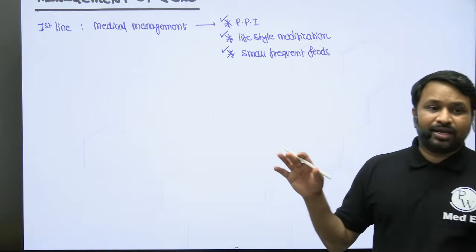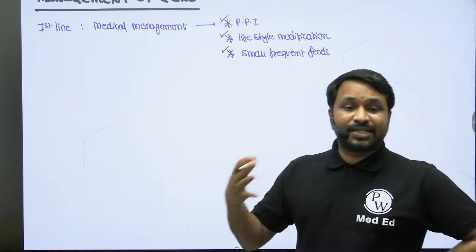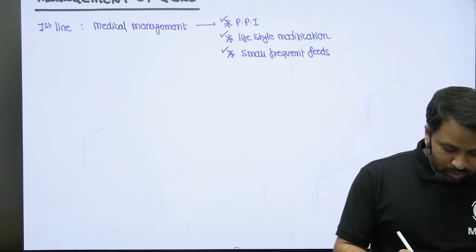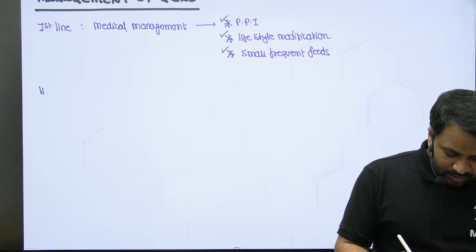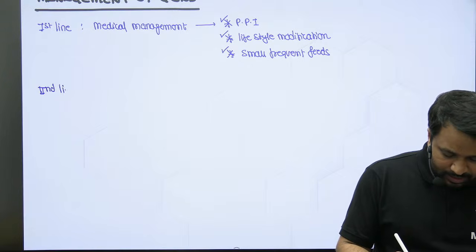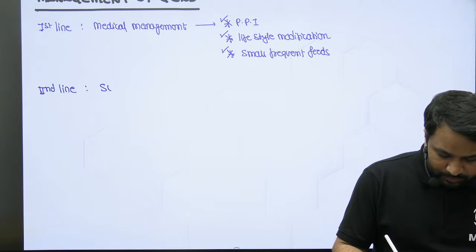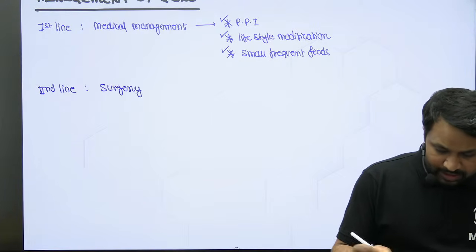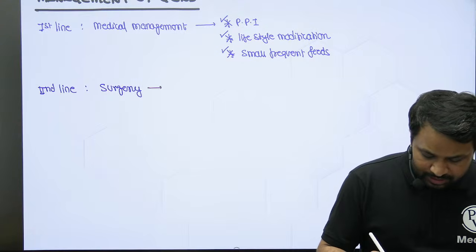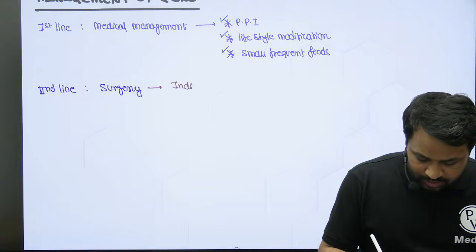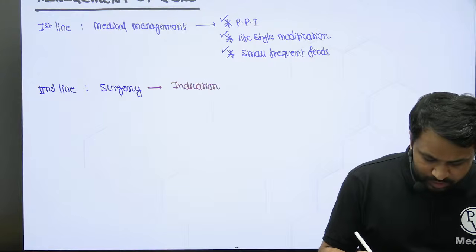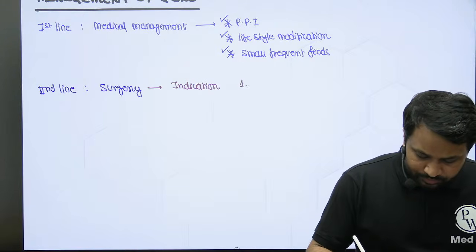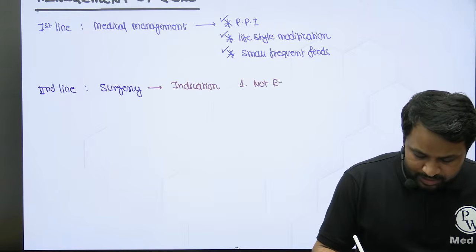Now, if the medical management fails, that means the patient is still symptomatic, then you would go down to the second line management. The second line management is going to be surgery. So how would you actually make a decision for surgery? What are the current indications for surgery? Number one, not responding to medical management.